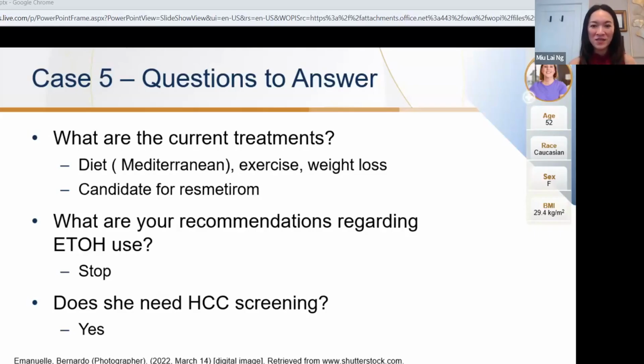The answer is yes. Given her advanced fibrosis F3, when she is diagnosed with liver disease, she should have HCC screening. Initially, every 6 months, as she gets better, we can move to once a year as long as she doesn't demonstrate continued advanced fibrosis. If she does, we treat her like she has cirrhosis, with HCC screening every 6 months.